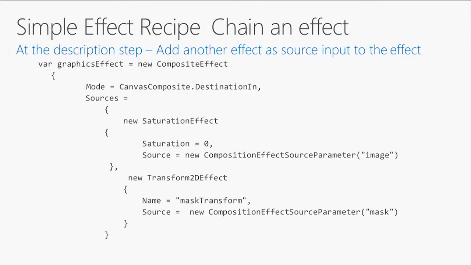Now, if I want to chain an effect, here I've taken the saturation effect, and I use that as input into the composite effect. I've also applied a transform 2D effect here, so I can create a masking light effect. And then later I can animate that to create animated alpha masks.